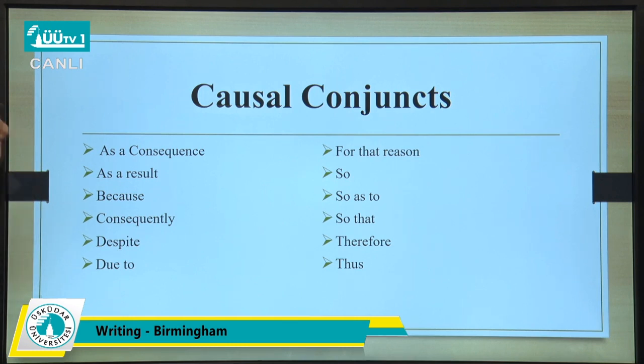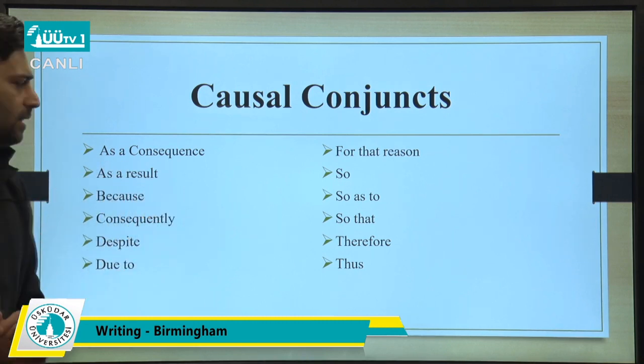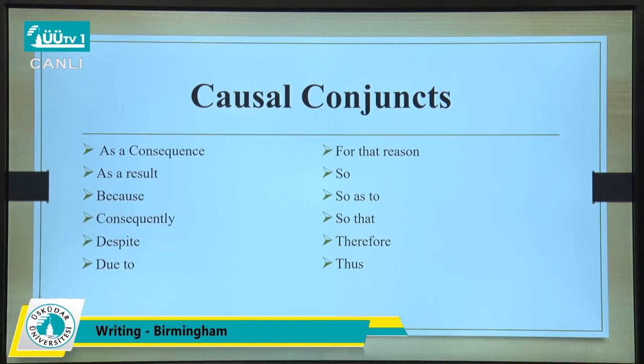So, the causal conjuncts here, as you can probably see, are: as a consequence, as a result, because, consequently, despite, due to, for that reason, so as to, so that, therefore, and thus. As you know, this list is not exhaustive, but I have tried to include as many as I can to help you use these cohesive ties or linkers throughout your cause essays for this week and the following weeks.